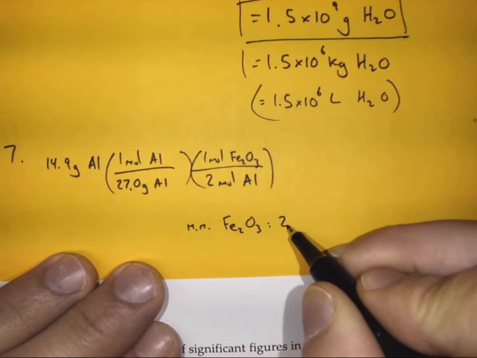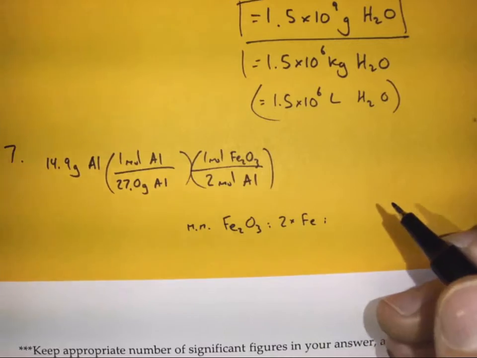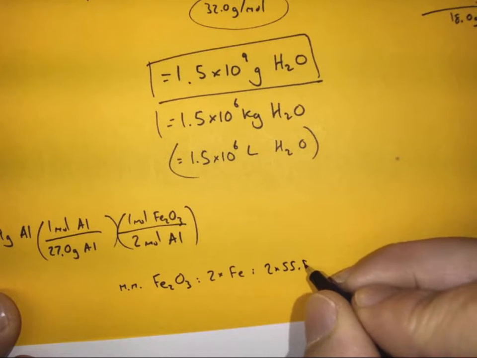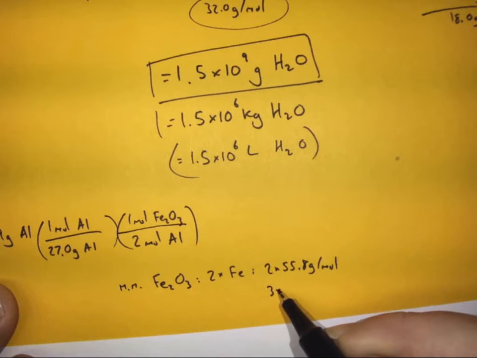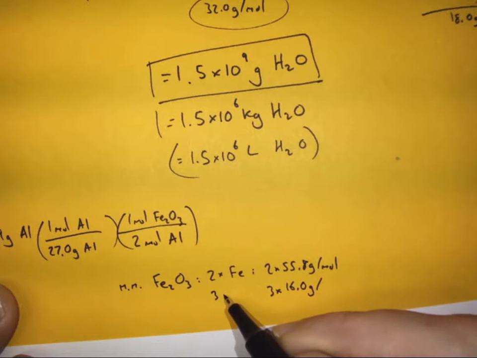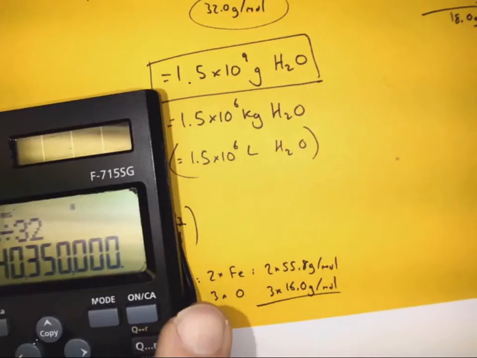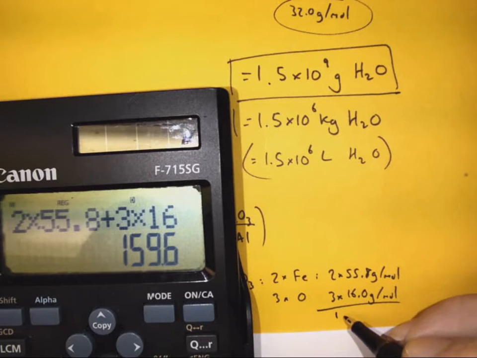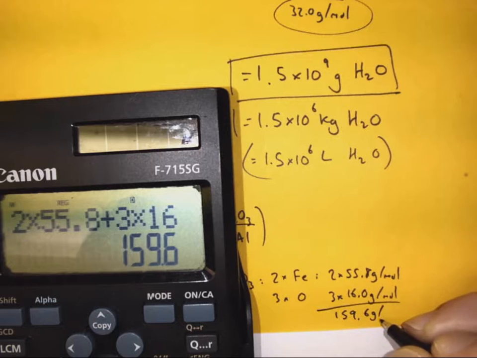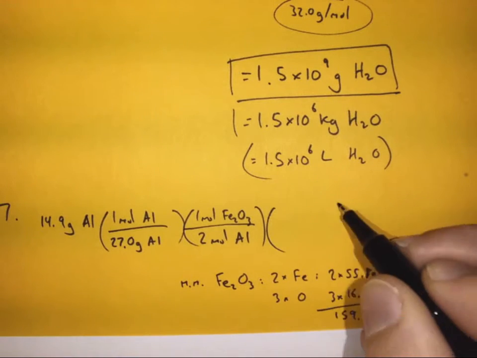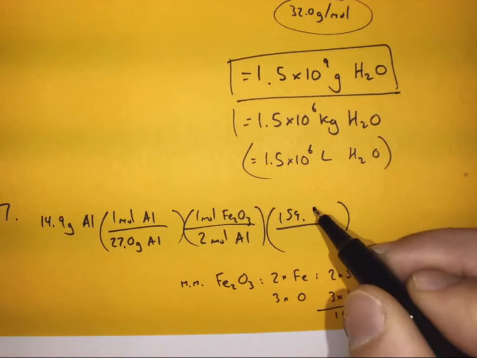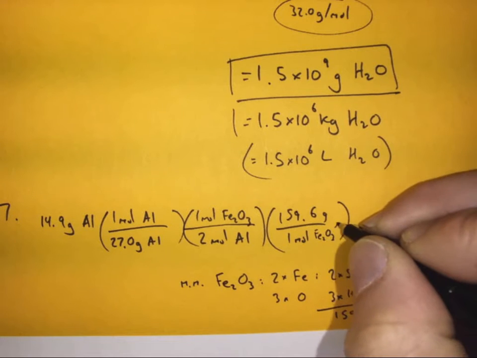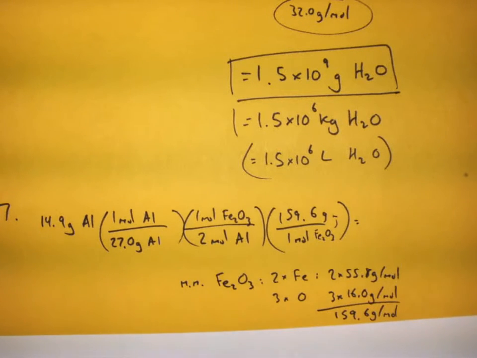Okay, iron 3 oxide, so it's going to have 2 irons. Iron is 55.8 grams per mole. So it's 2 times 55.8 grams per mole for iron, and there's 3 times oxygen, which is 16.0 grams per mole. So what does that give us? 2 times 55.8 plus 3 times 16. I get 159.6 grams per mole for iron oxide. So now I can use that to turn that into grams: 159.6 grams for 1 mole of iron oxide. And that tells us the mass Mac needs to weigh out.